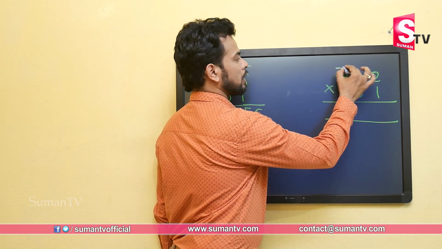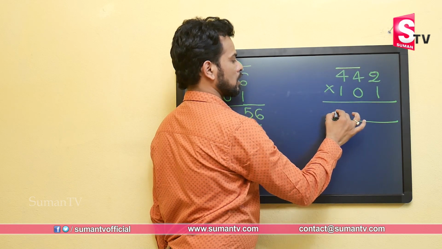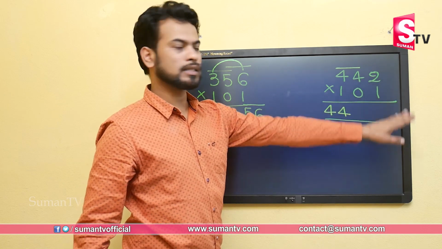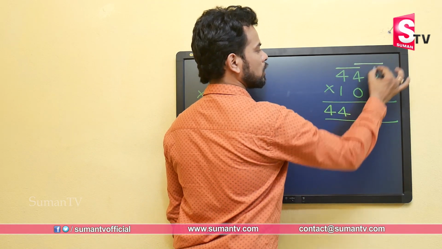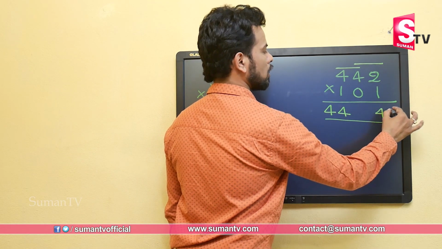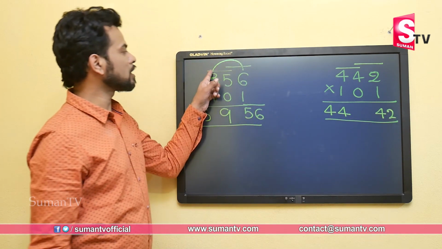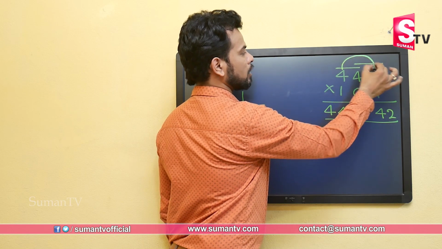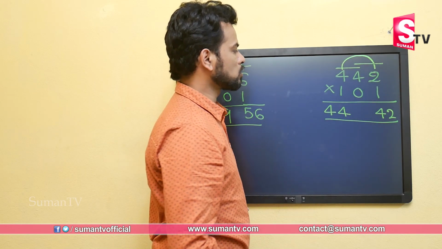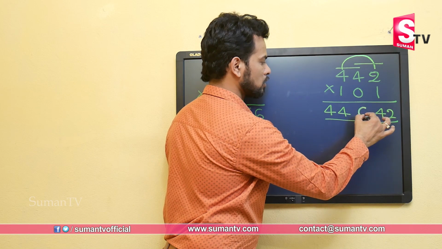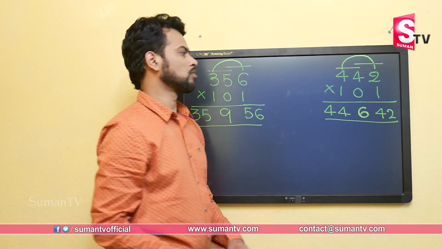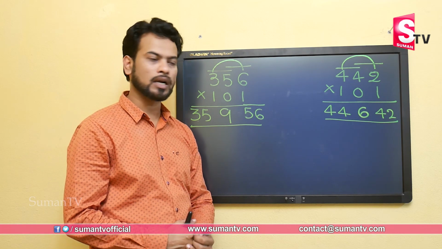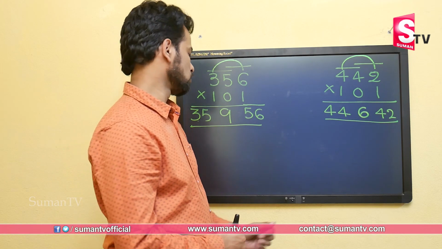Same, we will take the left side 2 digits, that is 44. We will take the right side 2 digits, that is 42. Okay, and for the middle answer, same as here, we will add 4 and 2. So 4 plus 2, that will be 6. So the answer is 44,642.